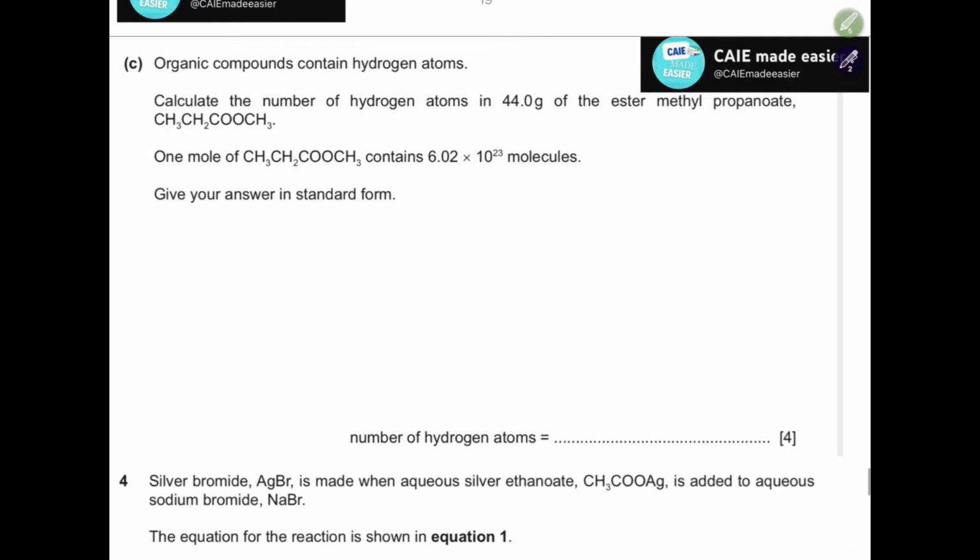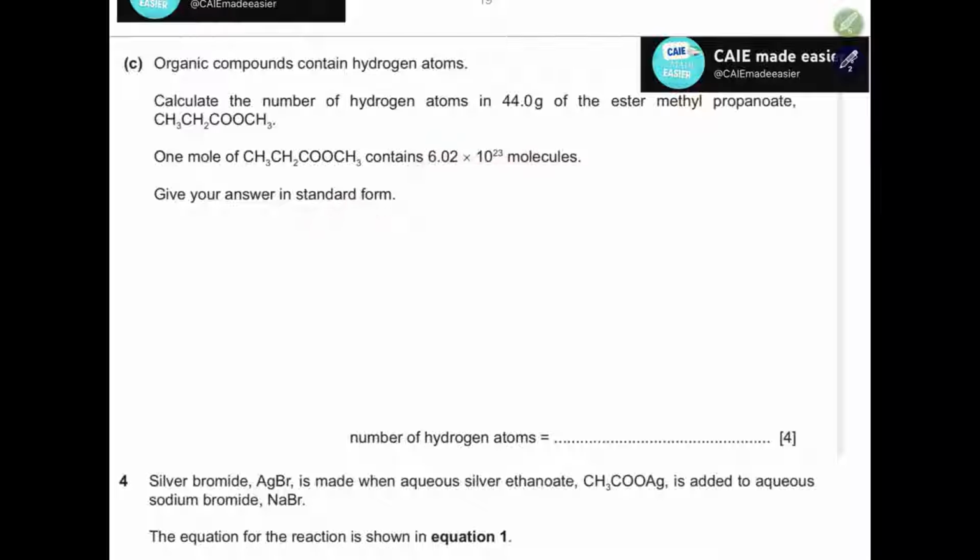Okay. Organic compounds contain hydrogen atoms. Calculate the number of hydrogen atoms in 44 grams of ester methylpropanoate. 1 mole contains 6.02 times 10 power 23. Give your answer in standard form.